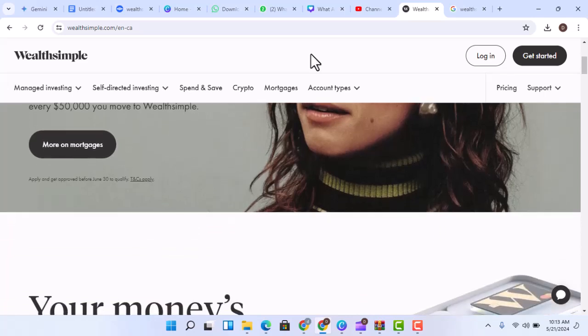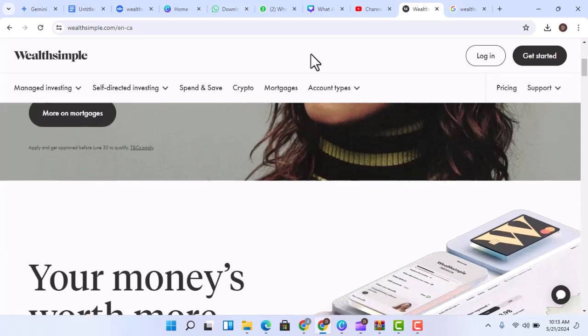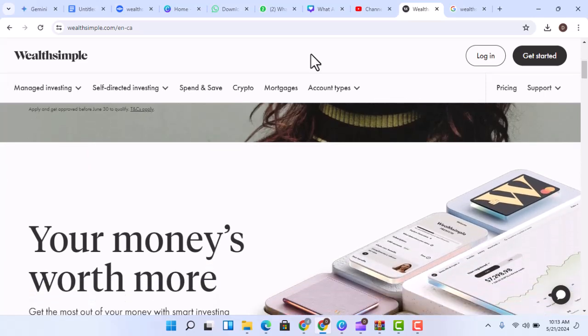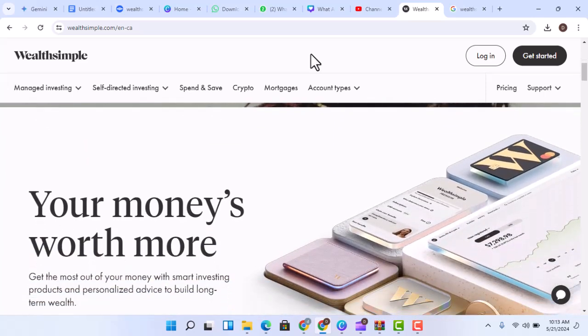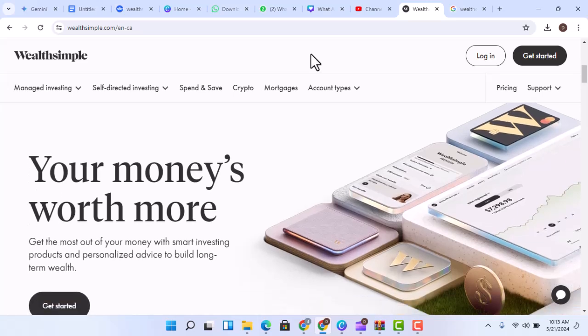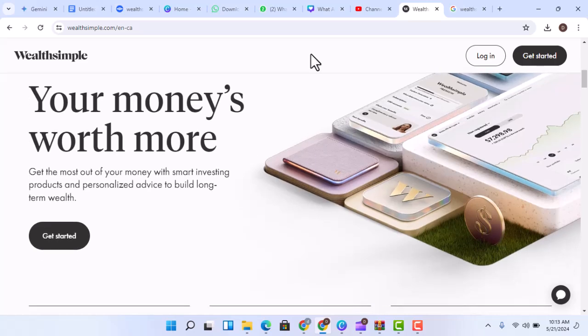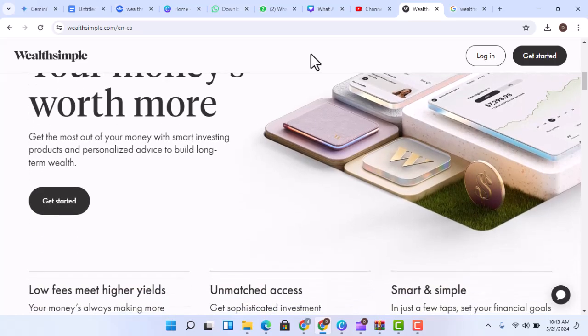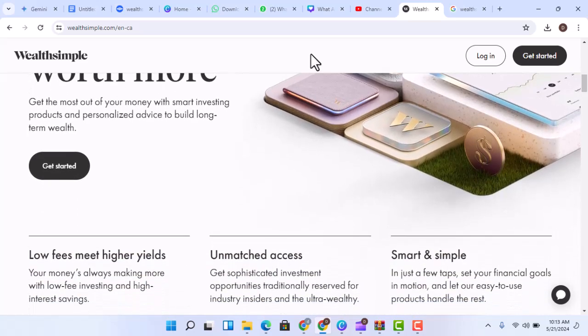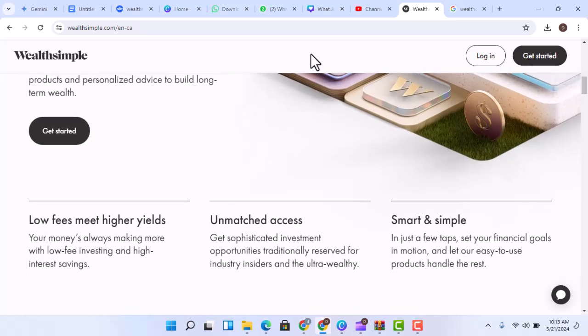Conclusion. Wealthsimple is a great platform for anyone who wants to start investing in stocks. With its user-friendly interface, commission-free trading, and a range of additional features, it's easy to see why Wealthsimple has become so popular. So, if you're ready to take control of your financial future, give Wealthsimple a try.